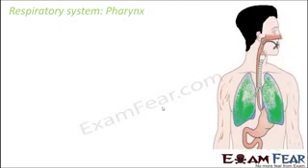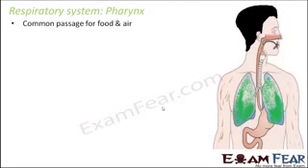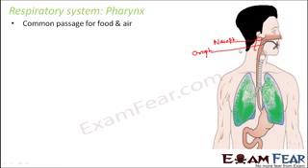Now after the nasal cavity comes the pharynx. So pharynx is the common passage for food and air. As you see here, this part is pharynx. Even this part is divided into three parts. The part just behind the nasal cavity is nasopharynx. That portion of pharynx which is just behind the oral cavity is called oropharynx. And the portion of pharynx which is near the larynx is known as the laryngopharynx. All these three together are termed as pharynx.